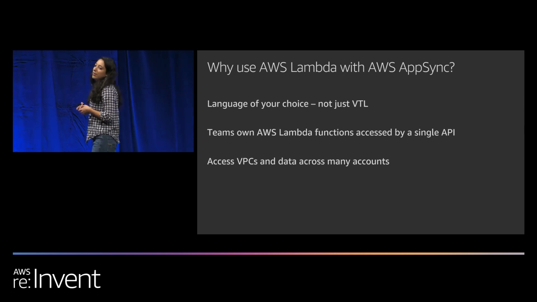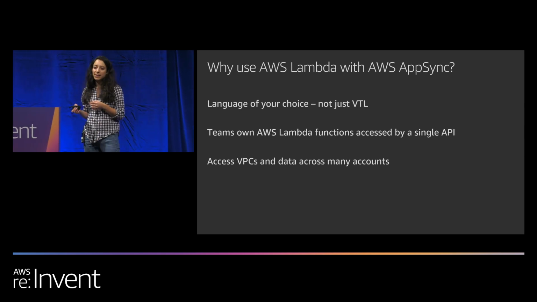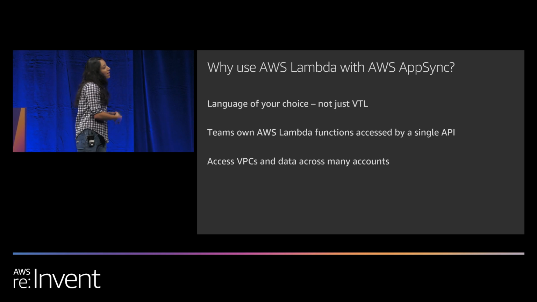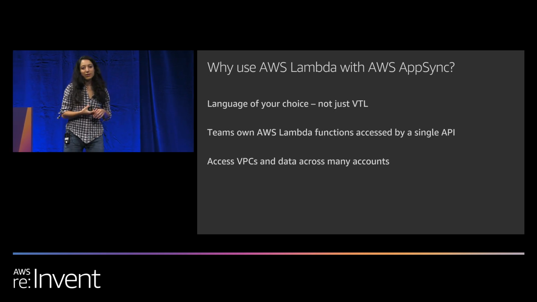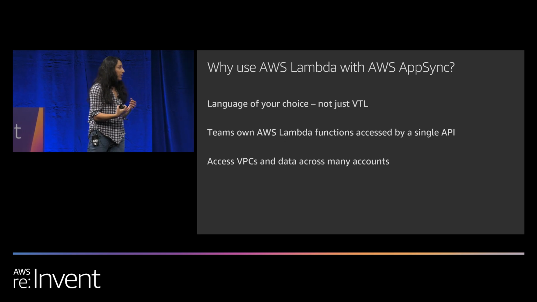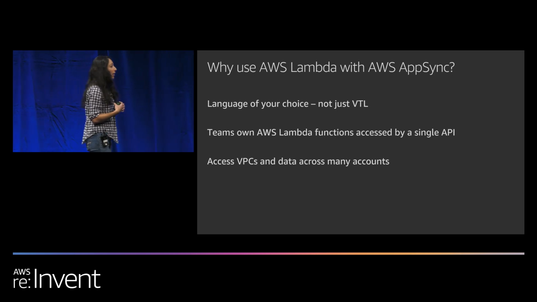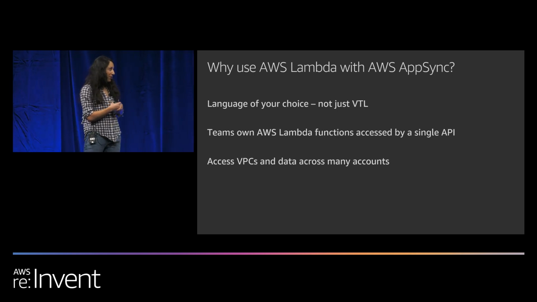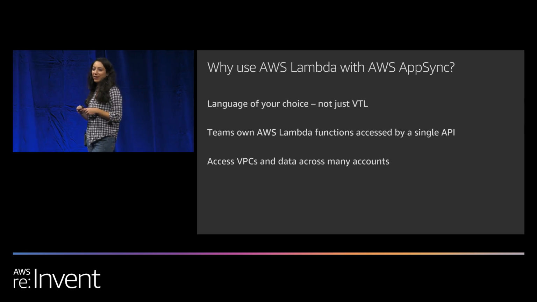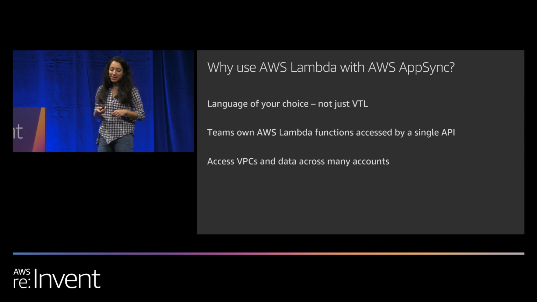Another advantage is if you want to access data in different VPCs that can live in different accounts even. AppSync allows you to access Lambda functions in different accounts, and Lambda has a lot of integrations with VPC that they've actually made a lot of progress on as well. Now VPC access is not as slow as it used to be. They've made a lot of progress there. So you can use that integration and all those features with AppSync now.